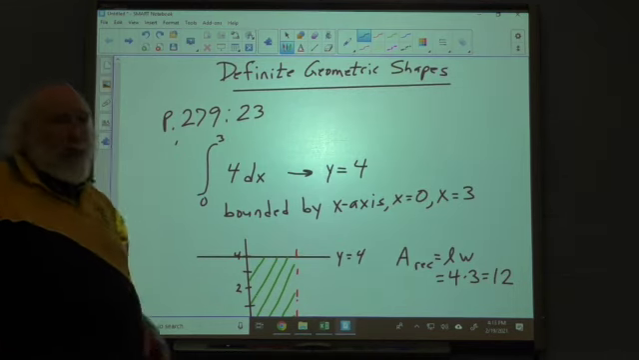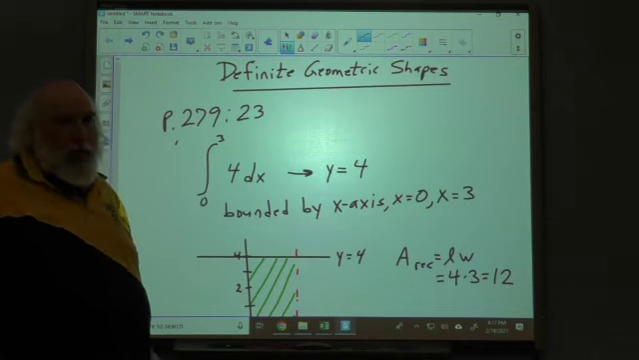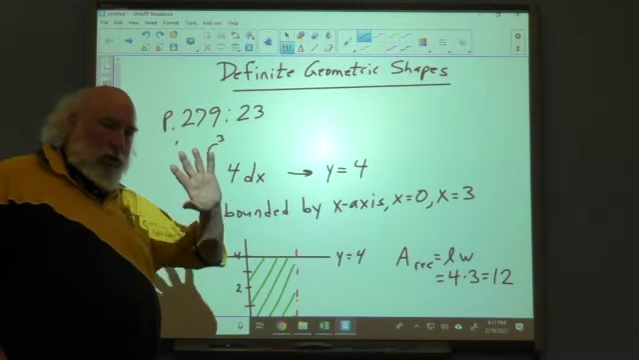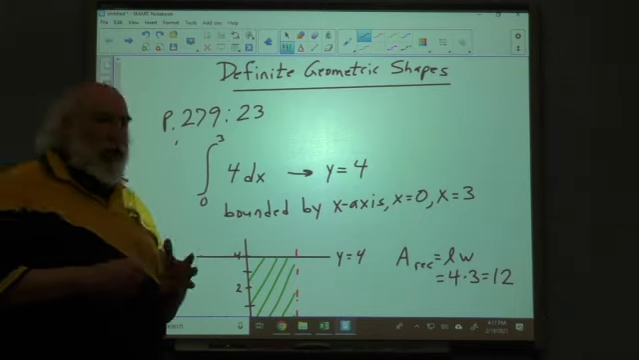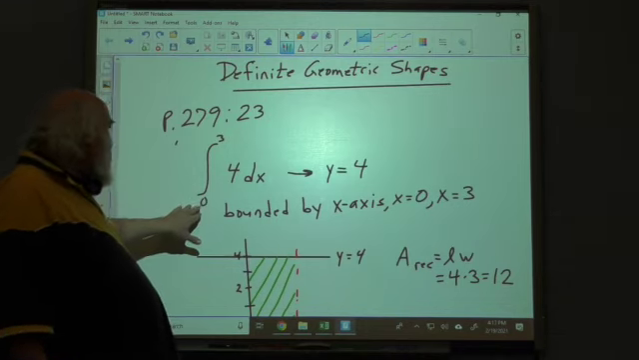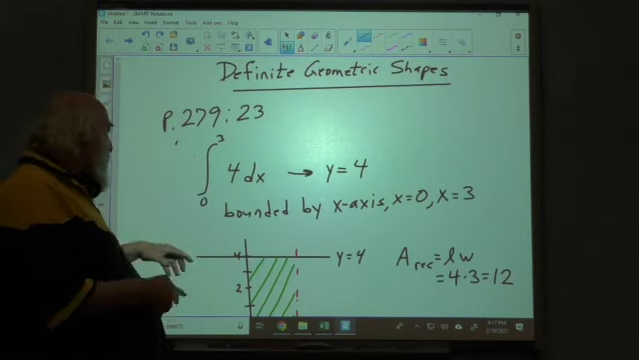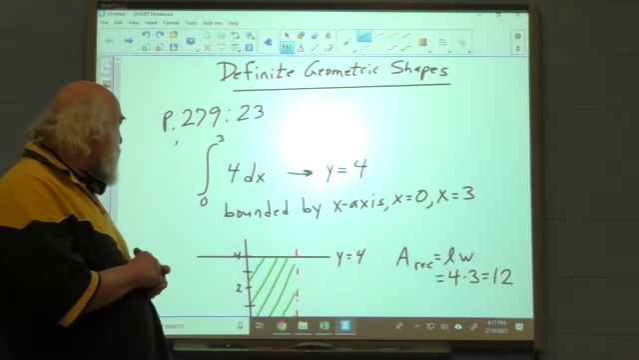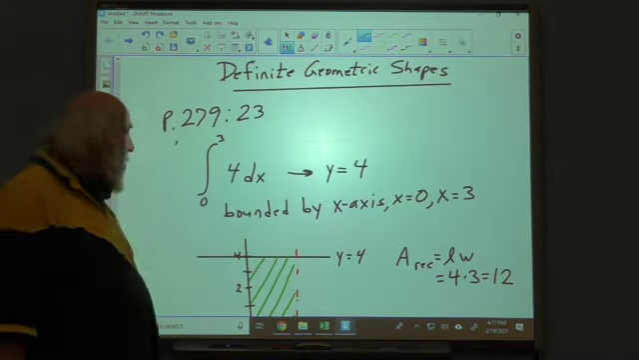Starting number 23. We're given here an integration from 0 to 3 of 4 dx. And what we're going to do is change that into an equation that'll go onto a Cartesian coordinate system, understanding that the region that's being created is the x-axis, the x equals 0 line, and the x equals 3 line. So we're getting that. And then on your graph, or on your calculator, you go to y equals, and punch in just 4, don't worry about the dx. And you should see a straight line going across at y equals 4.